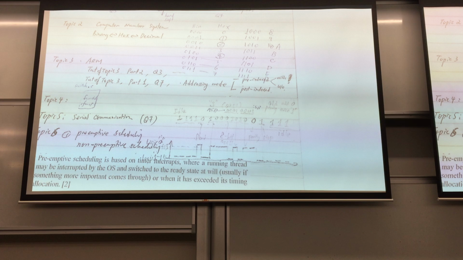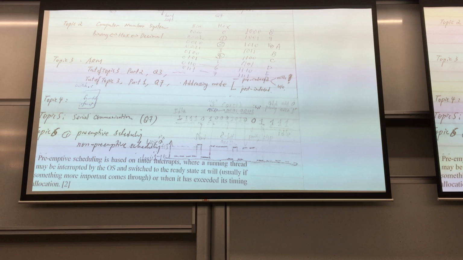If it's 4 bits, the maximum number that you can send is 1111, which is F, right? And if it's 8 bits, the maximum number you can send is FF. And if it's 7 bits, the maximum number you can send is 111 1111, which is 7F. Okay.